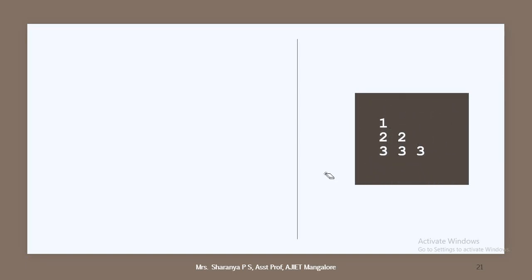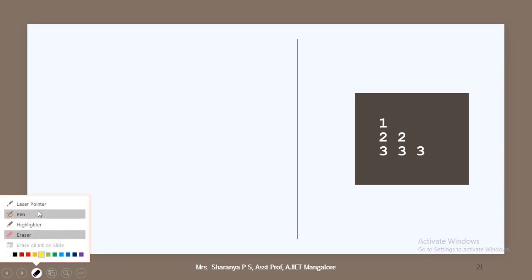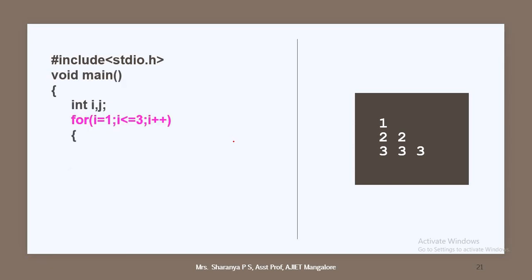Next pattern is 1, 2 2, and 3 3 3. How can we run this pattern? By using the decrement operator. We have already checked this code, how we can perform it by using the increment operator. Now here I have started with 1 and I will be running till 3. Whereas in the inner loop, I will be using the decrement operator. So it will begin with I and J will run till 1.